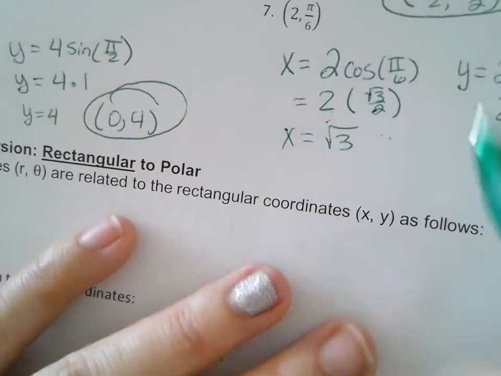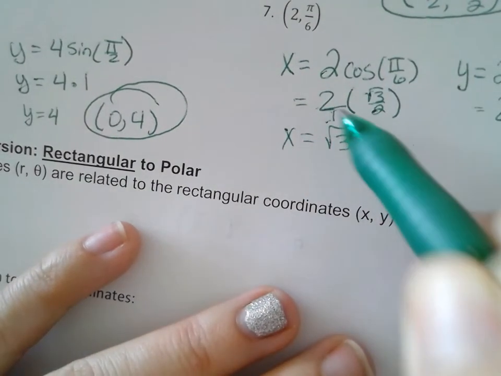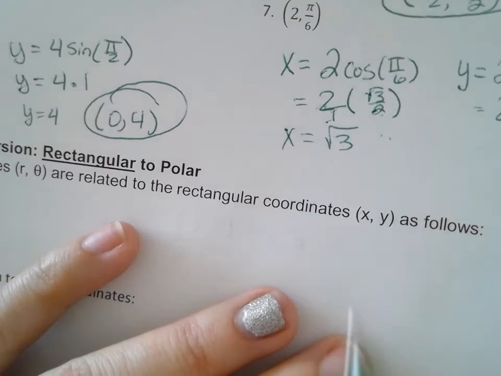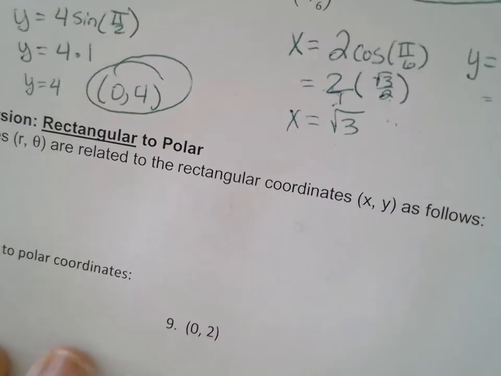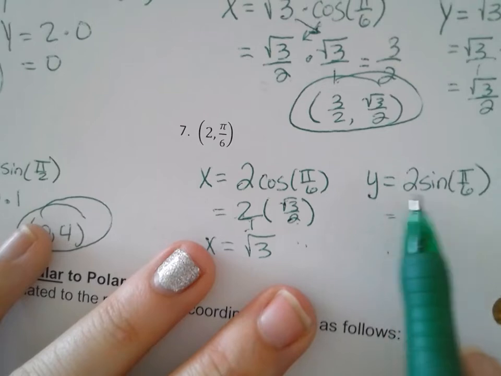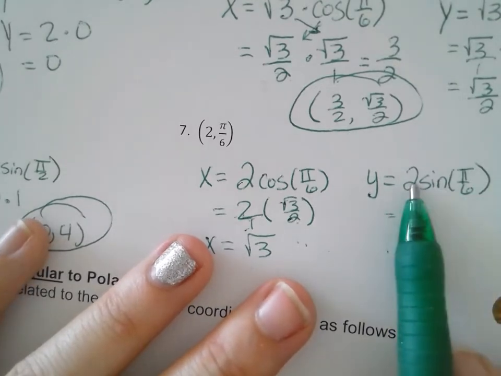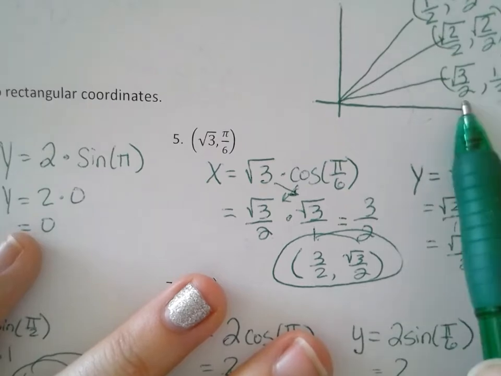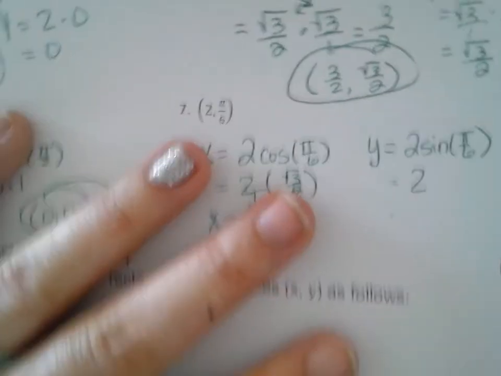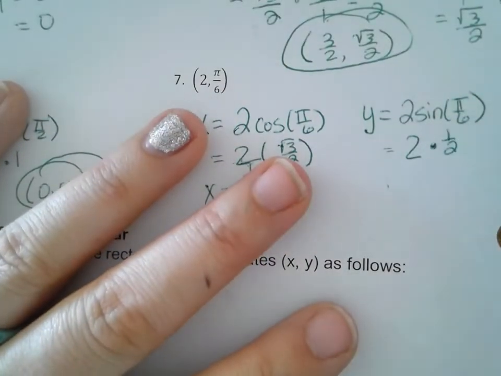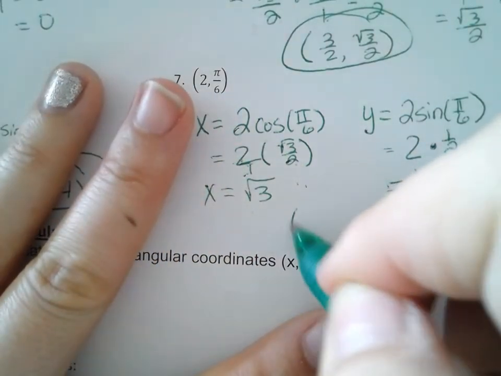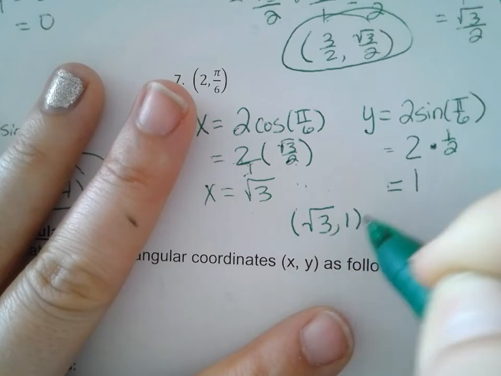So then here, these will cross simplify. So you just have square root 3 over 1. I see that the 2's canceled. Okay, so then over here, 2 sine pi over 6. Sine is which coordinate? Y. So this is 2 times 1/2. 2 times 1/2 is, whew, thank goodness, 1. So this is square root 3, 1.